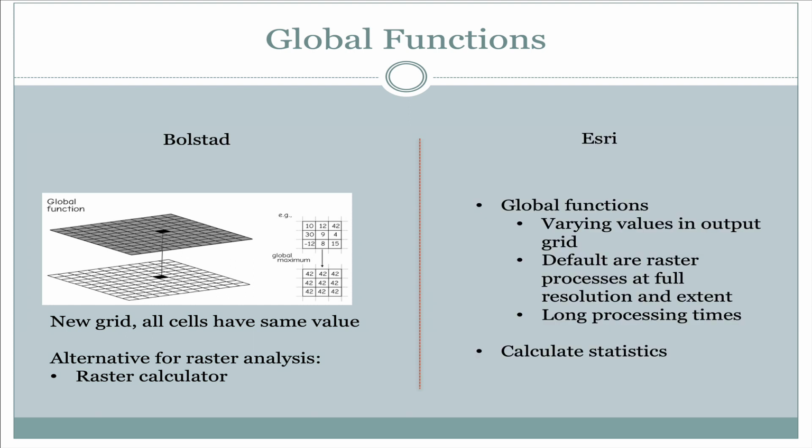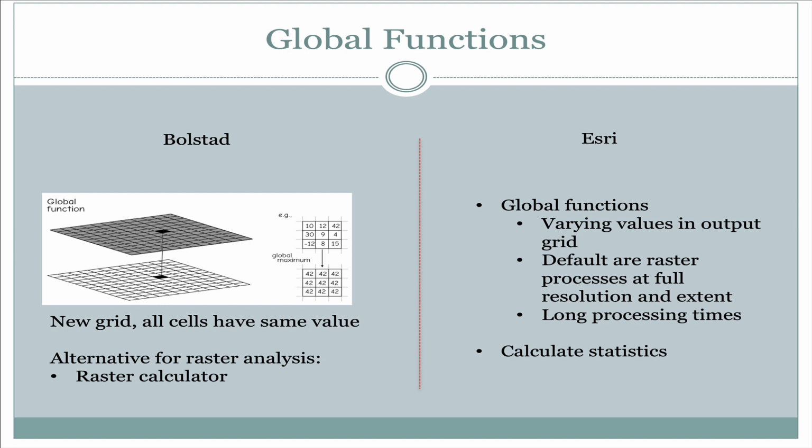It's also worth mentioning that Esri defines global functions in a different way. With Esri's global functions, there are varying values in the output grid. It's not all one value, as Bolstad explains. And the default for these raster processes for things like hydrologic analysis and other analyses are the full resolution and extent of the input grids. And so they can sometimes take long processing times and take a long time to run.